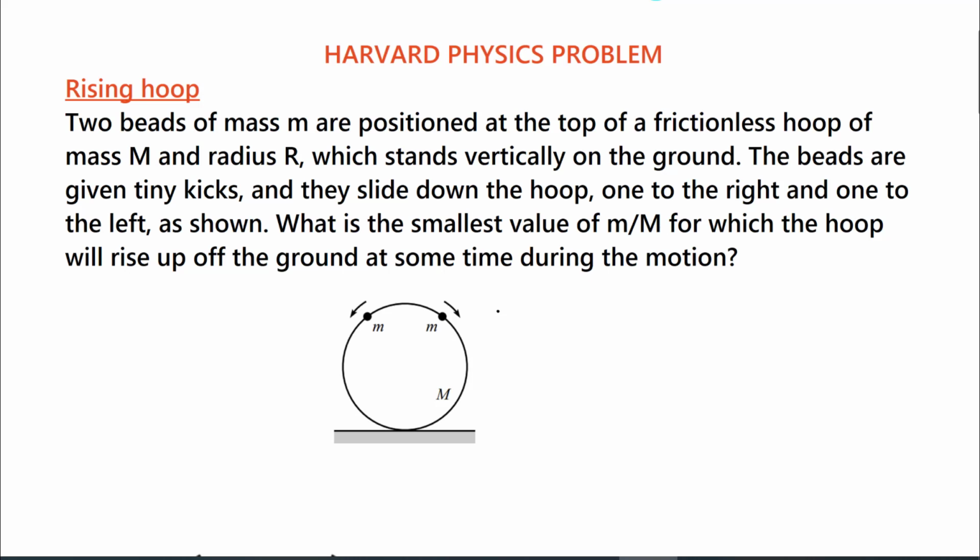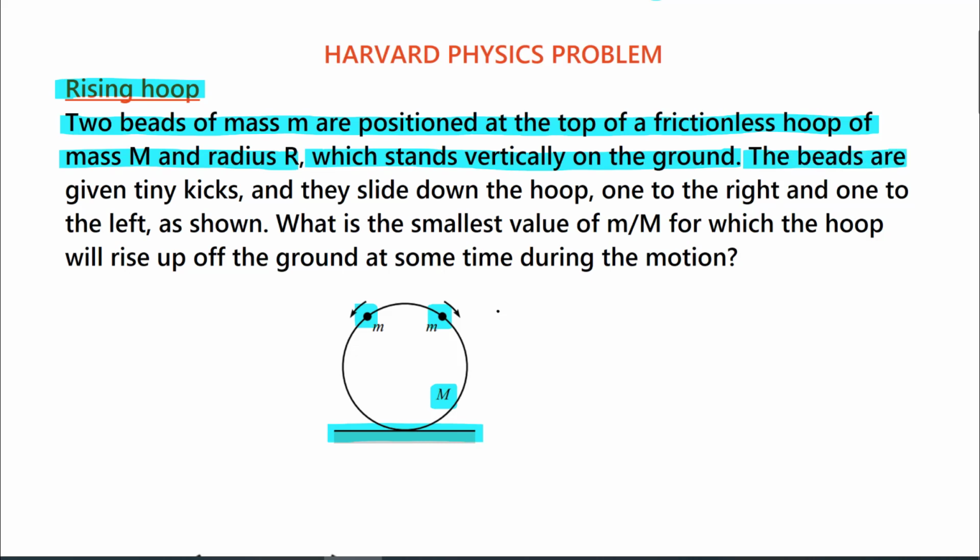Hello friends, so this is a Harvard series physics problem and this problem is called rising hoop. So problem says two beads of mass m are positioned at the top of a frictionless hoop of mass M and radius r which stands vertically on the ground. So we have two beads, a small mass m, and this is basically resting on the hoop of mass M, and this hoop is resting on the ground.